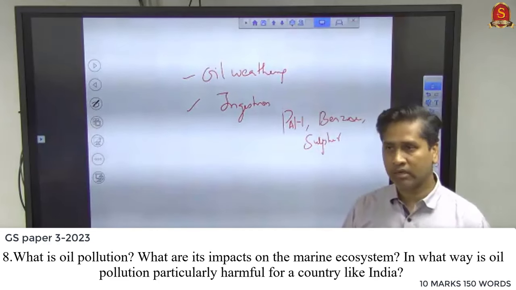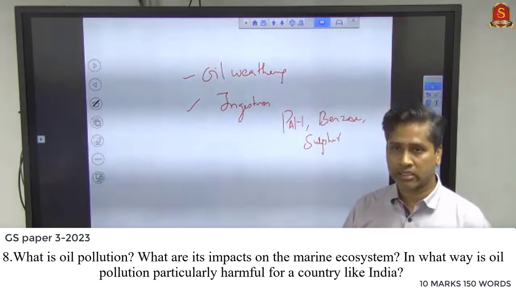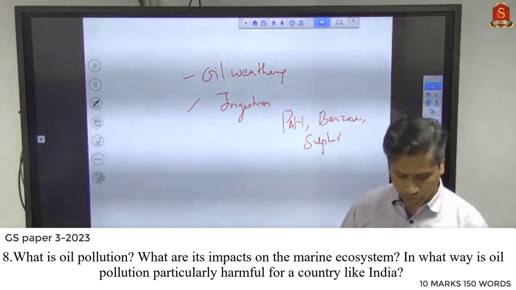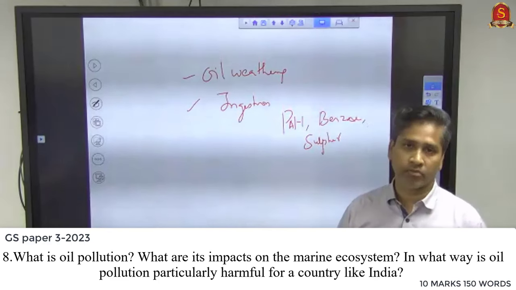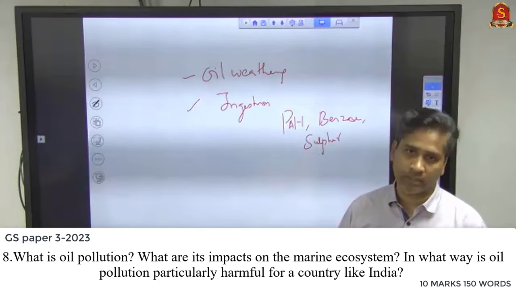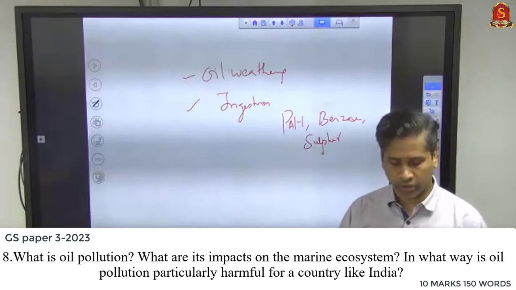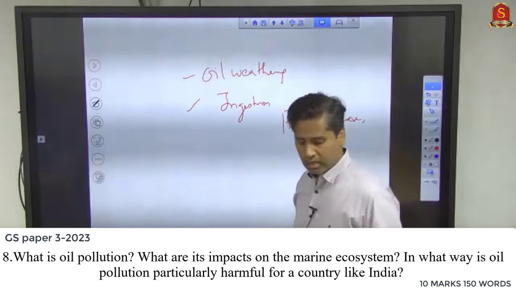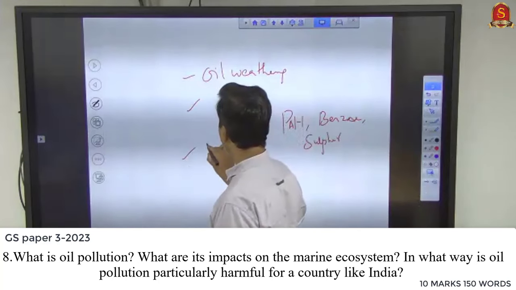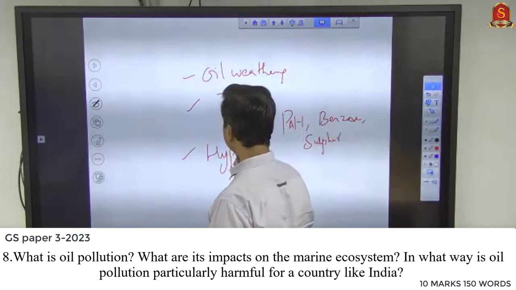When it goes to the liver, it enlarges the liver. It also affects the cardiovascular system, and it changes the respiration system. And apart from that, eventually, it will lead to death. So that is the second key point you have to write. The third key point you can mention is hypothermia.